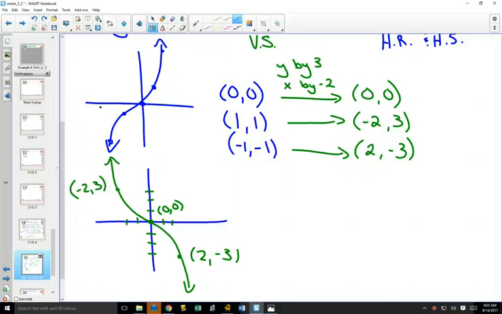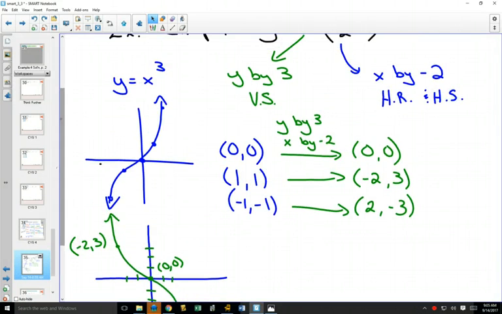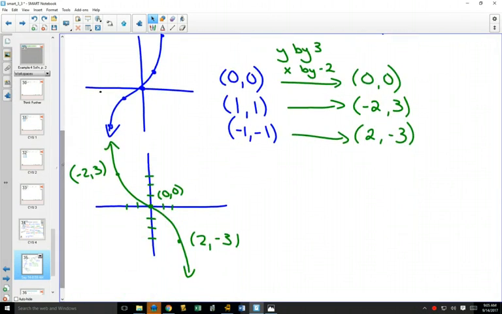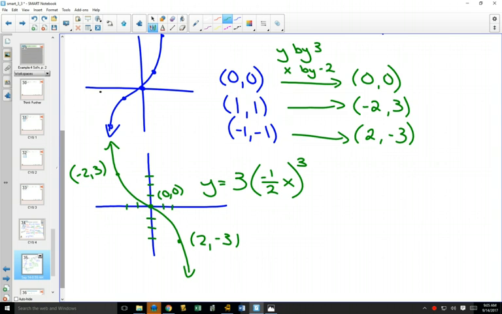So our graphs need to be labeled. I remembered my arrowheads on the end of the graph, and this is the graph of that equation. I'll just rewrite it here.